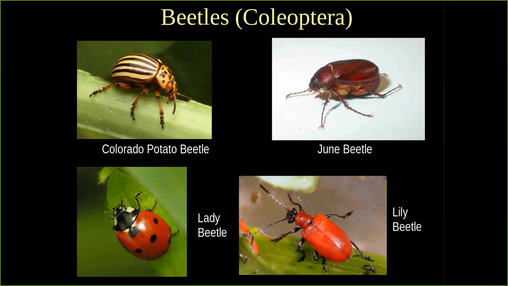Beetles are a large group of insects, and the way you can tell a beetle is that it has a hard case covering the back of its wings. Examples of those are the Colorado potato beetle, the June beetle, the lady beetle, and the lily beetle, which we all love to hate.